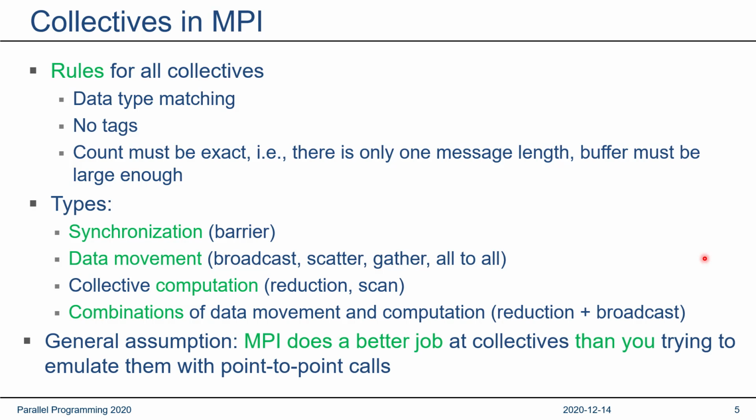There's one rule that you should keep in mind. There's a general assumption that MPI does a better job at collectives than you trying to do it yourself with point-to-point calls. Of course, anything that can be done with collectives can also be done with combinations of point-to-point functions. However, the general assumption is that the developers of the MPI implementation that you're using did a good job at optimizing these things, and a lot of research has gone into optimizing collectives. So give it a try. Usually it is better than doing it yourself.